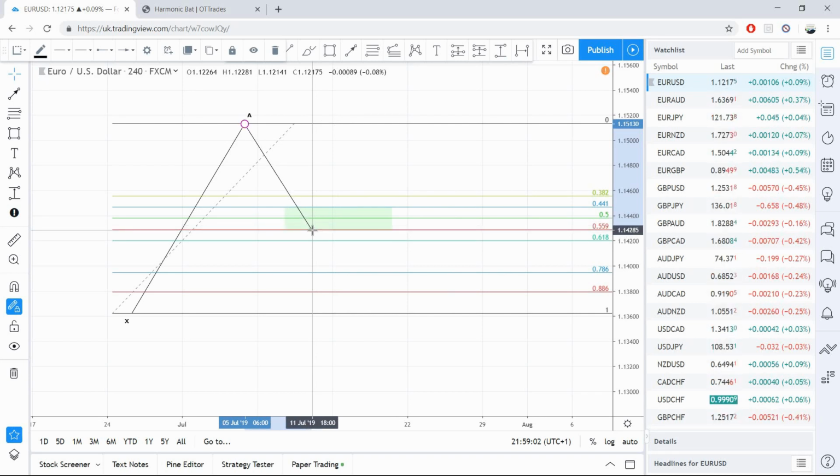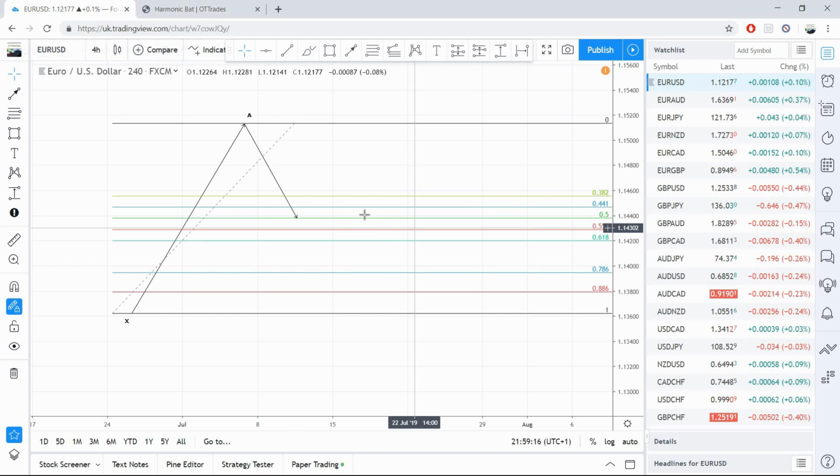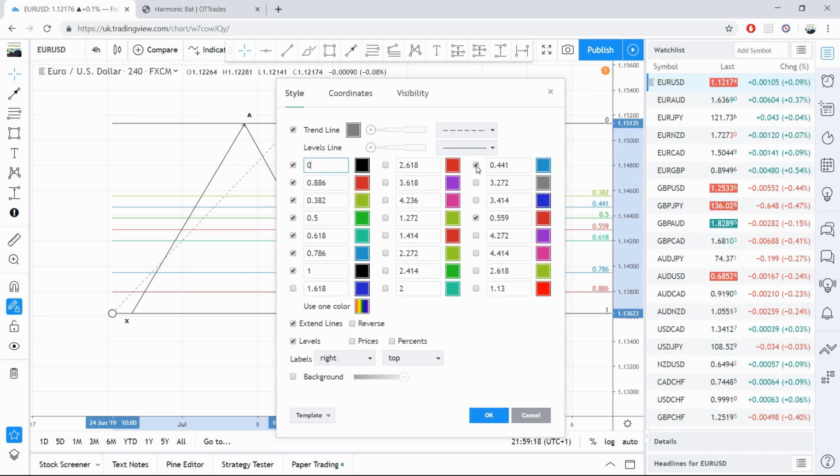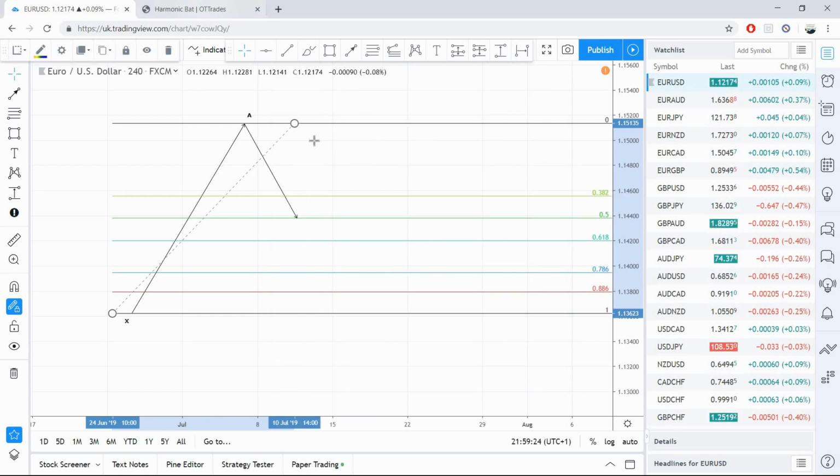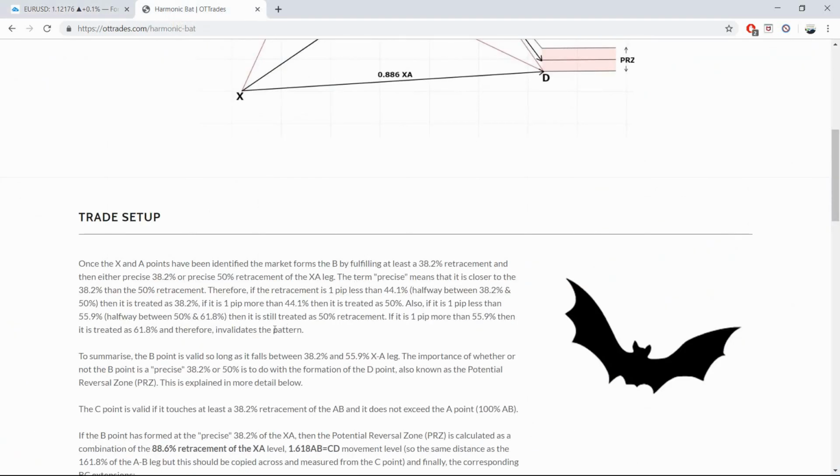So if it's above this 55.9, it's closer to the 50% than our next one, which is the 68.6. So if it falls within this green box, we have a precise 50% retracement. I hope that makes sense. So we're going to leave that there at precise 50%. Turn these ones off. Any questions, leave me a message. I'll be happy to get back to you on that, but I hope that's cleared that up.